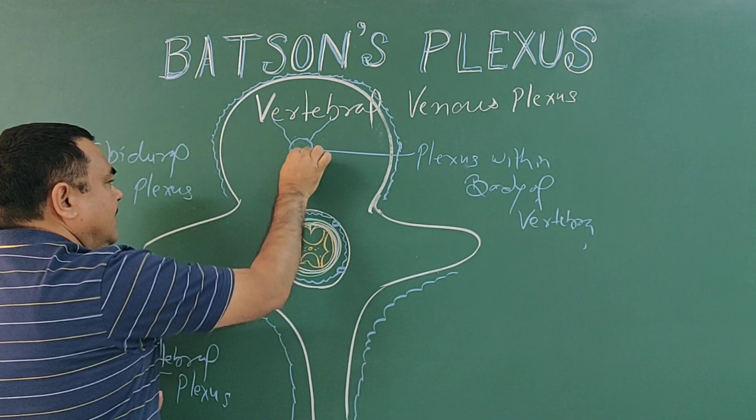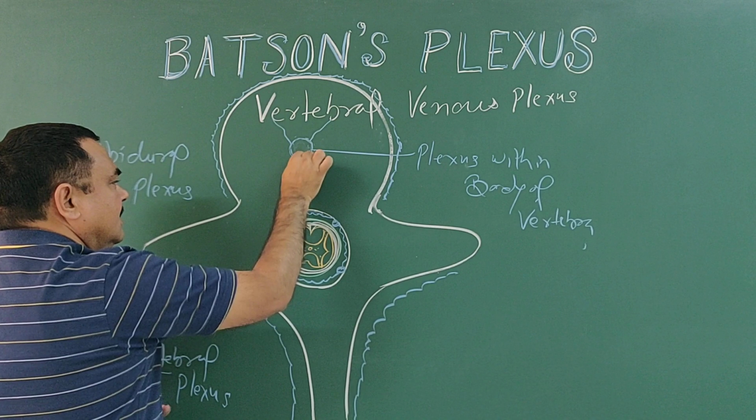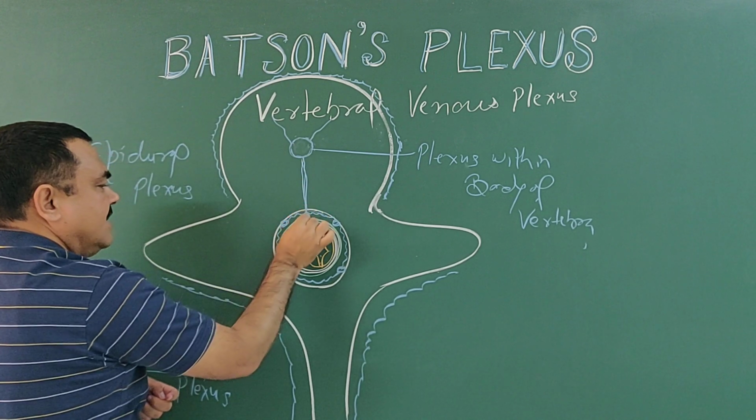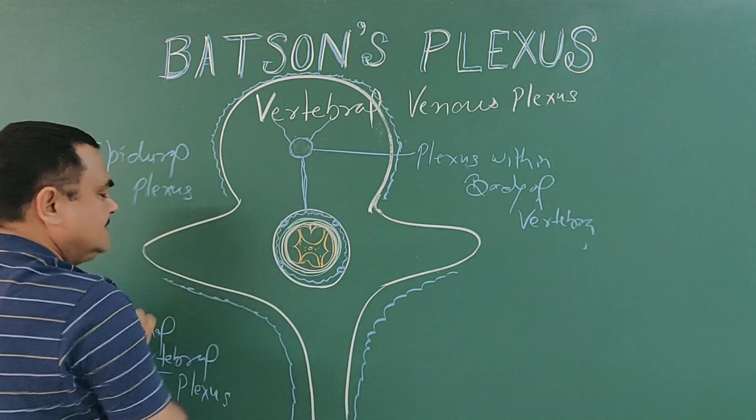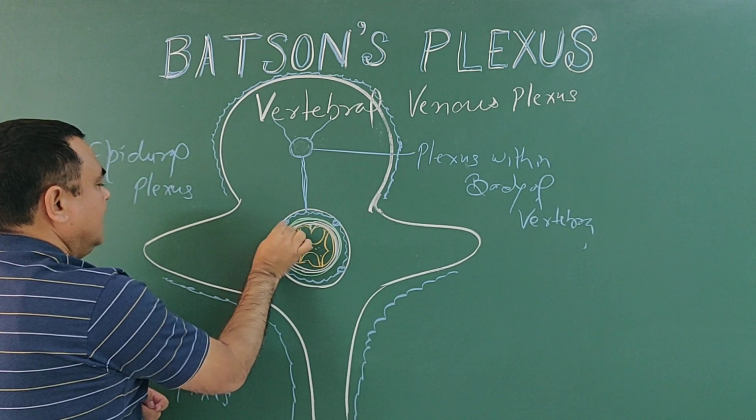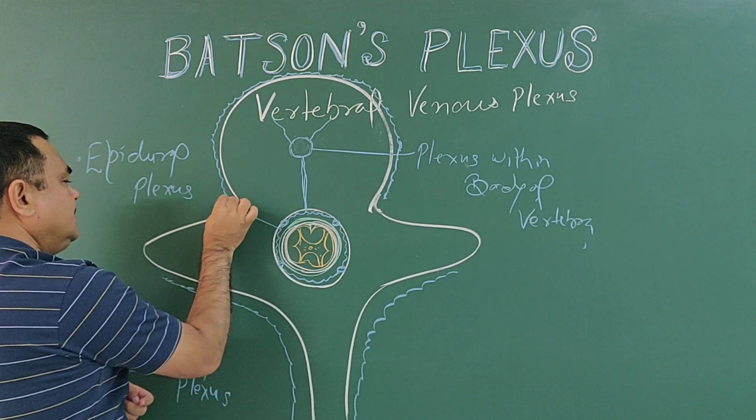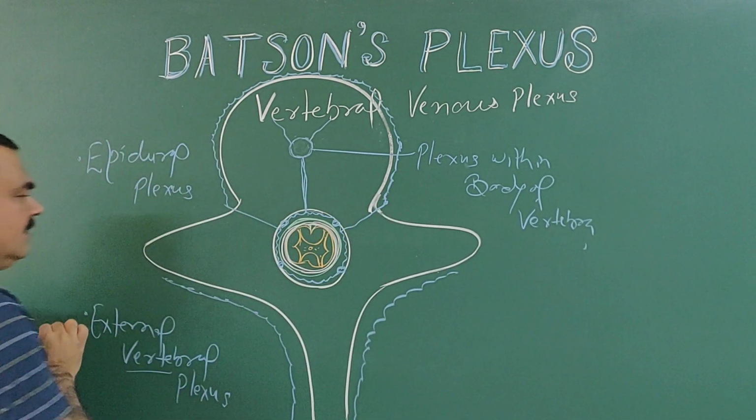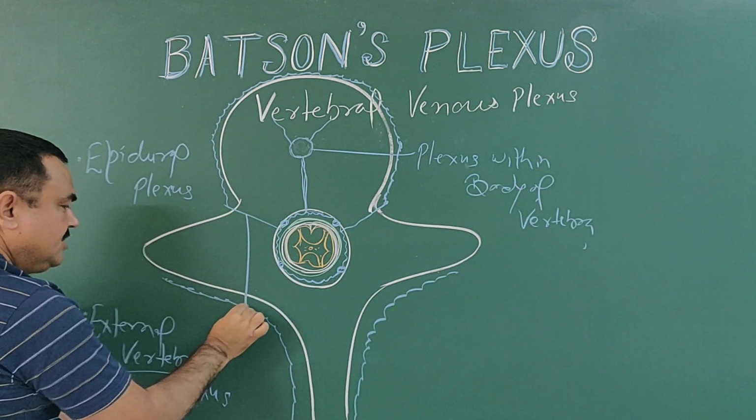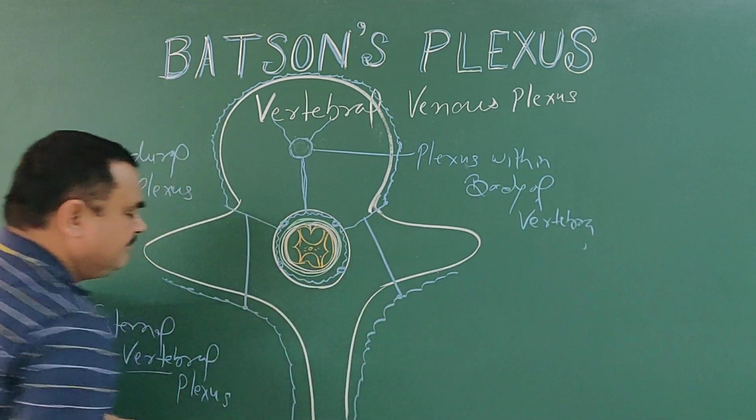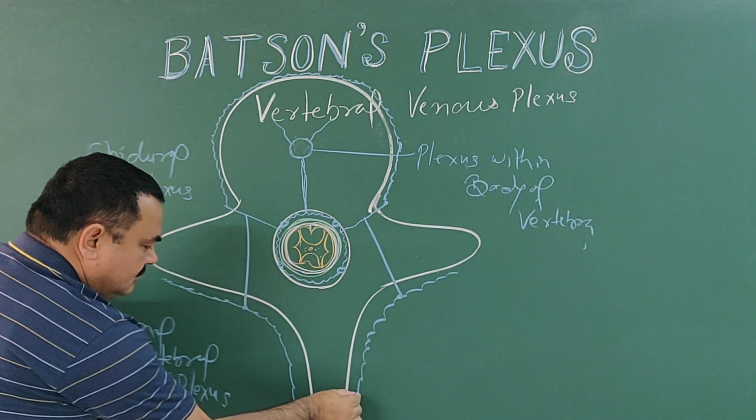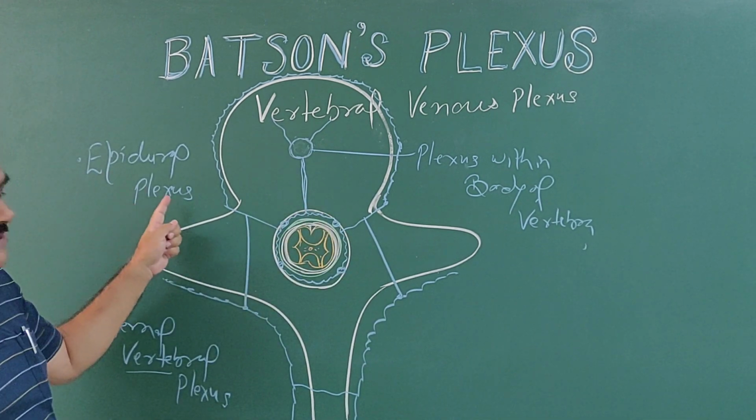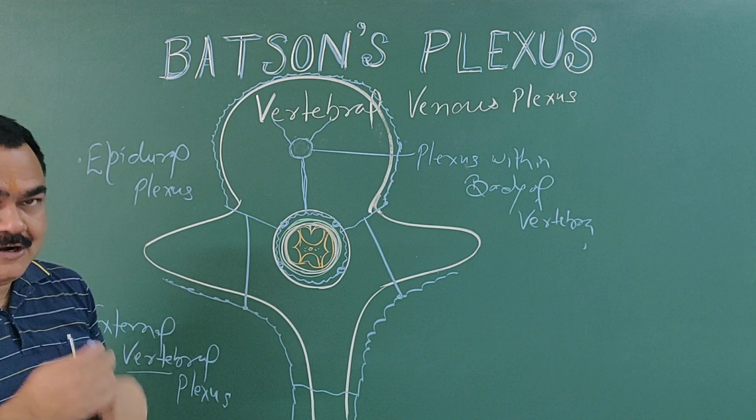These plexuses are connected with each other. The plexus within the body of the vertebra is connected with the epidural plexus, and the epidural plexus is connected here. These are also connected with the external plexus, and with the posterior external plexus like this, and the anterior and posterior external plexuses are also connected with each other. So there are three sets of plexus, and these sets are connected with each other.